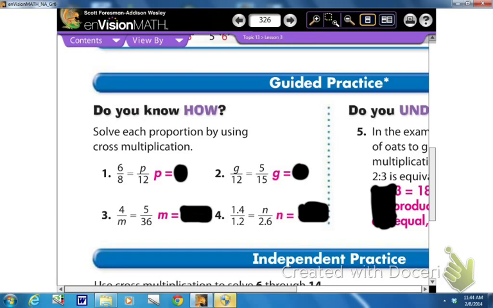All right, look at the guided practice. I had to cover up my answers here. They're on this page. So what I want you to do is go ahead and solve each proportion by using cross multiplication. That means write down the proportion, show me each step, and then at the bottom I should have what p equals here and what g equals. So do number 1, 2, 3, and 4 and bring them tomorrow with a question if you have one.